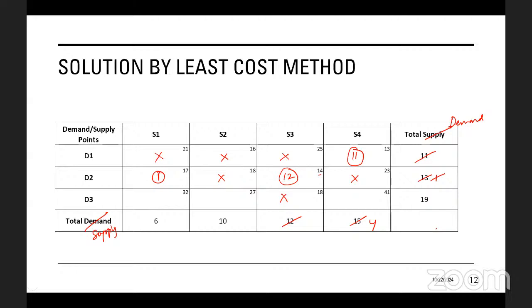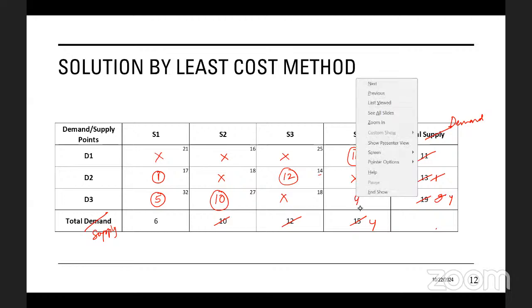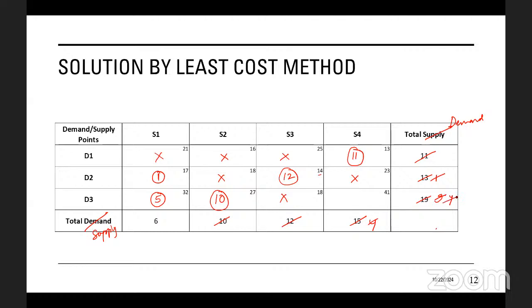The next cell where we can make the allocation is 27, where we can make an allocation of 10. Once we make an allocation of 10, this becomes 9. The next is 32, where we can make a maximum allocation of 5. So this becomes 4. And the next is 41, where we can make a maximum allocation of 4. So this will be striked out and this will be striked out.